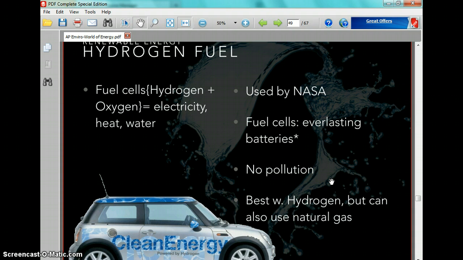Hydrogen fuel cells are used by NASA, and the fuel cells are like everlasting batteries, but the catch is you need to have a constant supply of hydrogen to keep the fuel cells going, otherwise they will run out. There is no pollution from using hydrogen fuel, and the engines that you can use for hydrogen work best with hydrogen, but you can also use natural gas as a substitute.